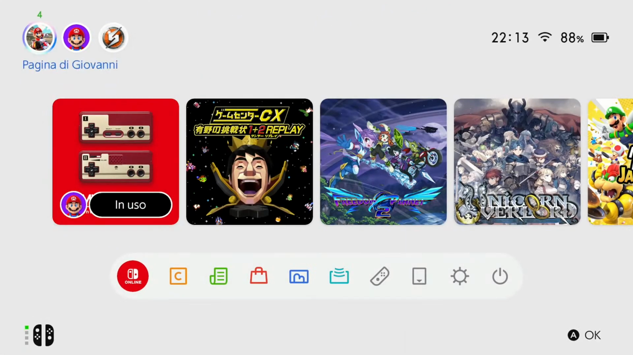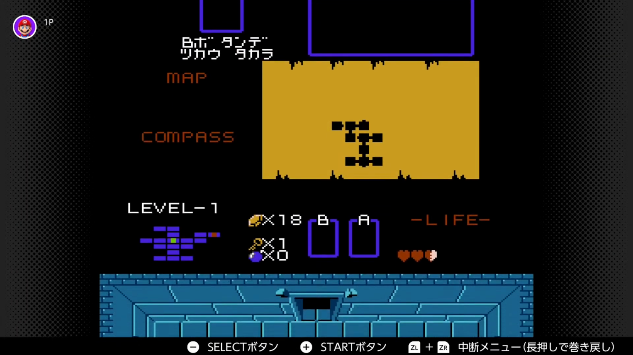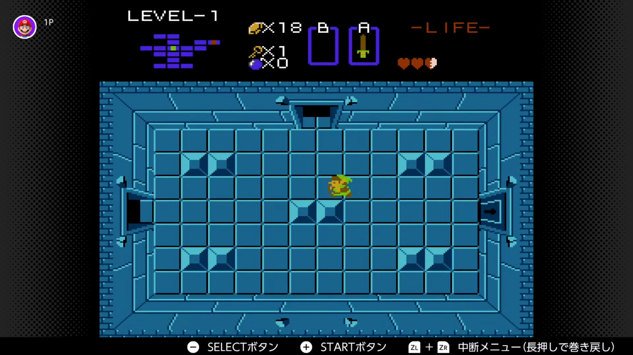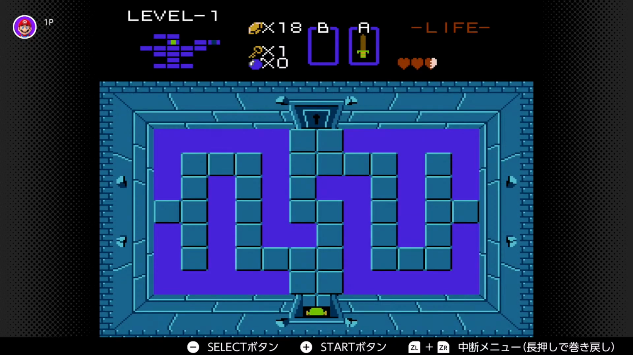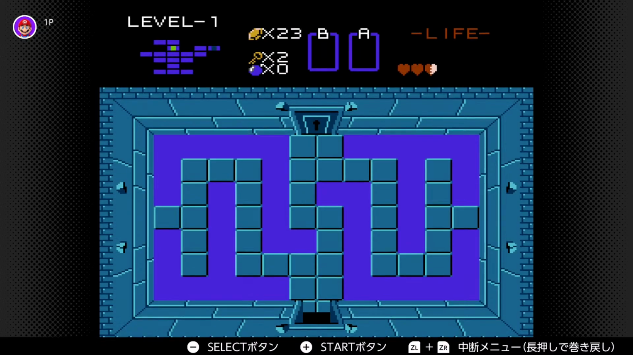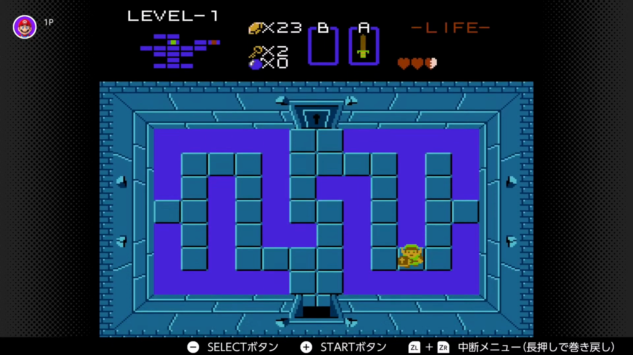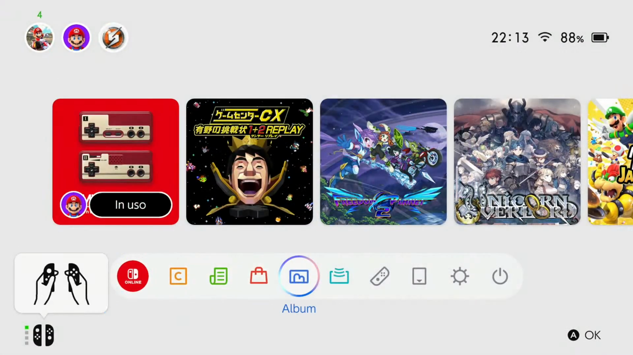Okay, let's go back to the game. Okay, we could open the door, but we're going up first, as that way is the Triforce. We got a 5 rupee, so let's check it here.